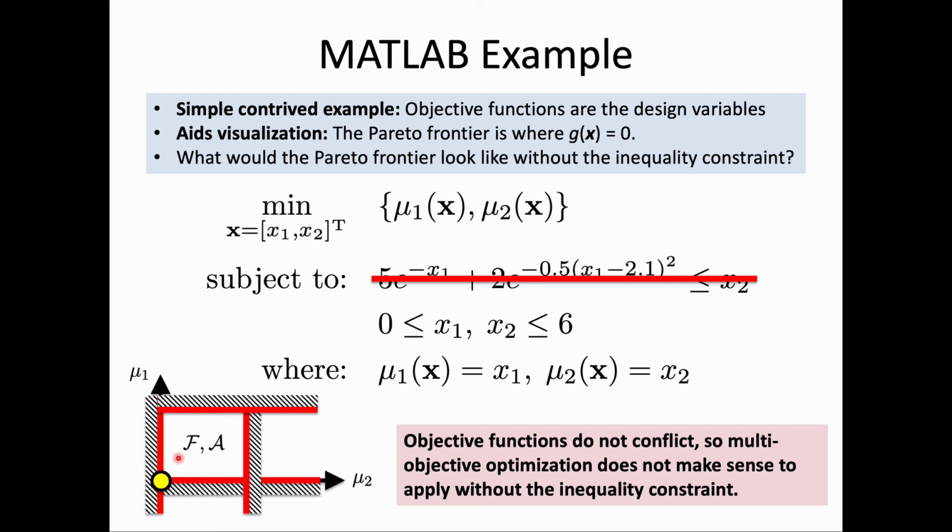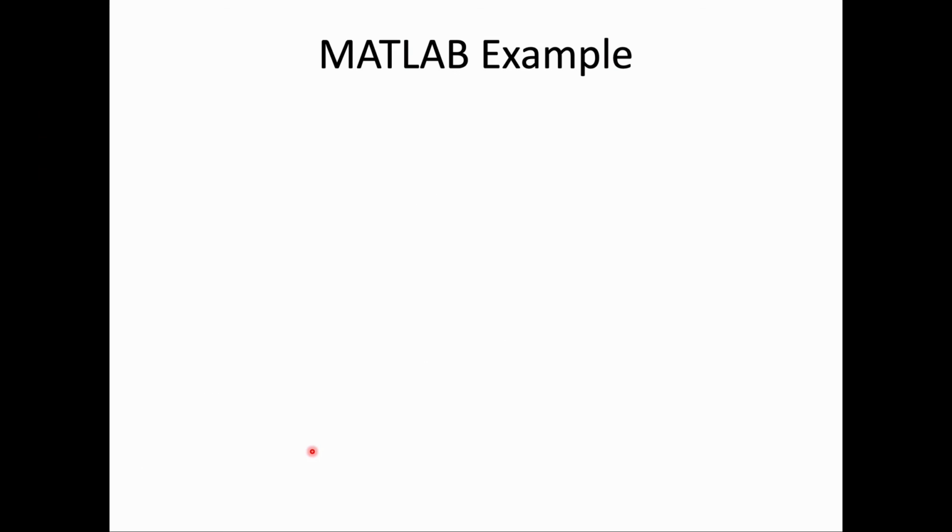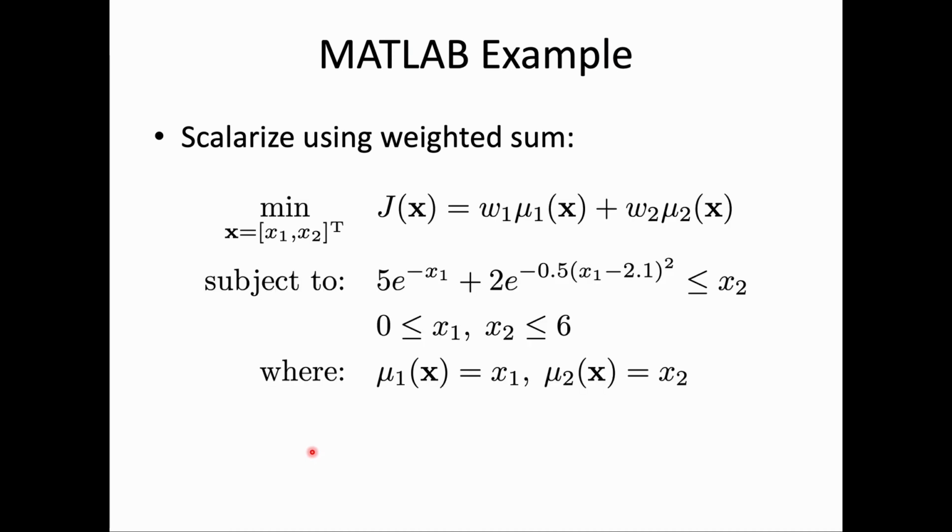We defined a few minutes ago what a degenerate multi-objective optimization problem is. This is a specific example of a degenerate multi-objective optimization problem. So we need to keep the constraint if it's going to make sense. First, let's try scalarization using the weighted sum. We're going to use weights to transform the multi-objective optimization problem into a set of single objective problems. Here's the new formulation.